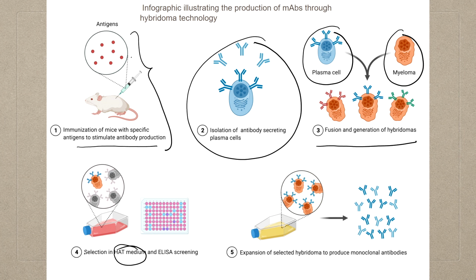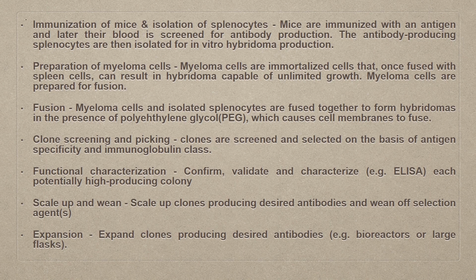So, do not worry about HAT medium or ELISA screening, because these are cellular technologies where you use a specific medium to grow or select a specific clone or population, and there are enzyme linked immunosorbent assays for screening, and thereafter expansion of the selected hybridoma to produce monoclonal antibodies. Okay. So, this is one simple way of it. There are other ways which will be coming, but this is an overall understanding you will be needing about the monoclonal antibody production system.